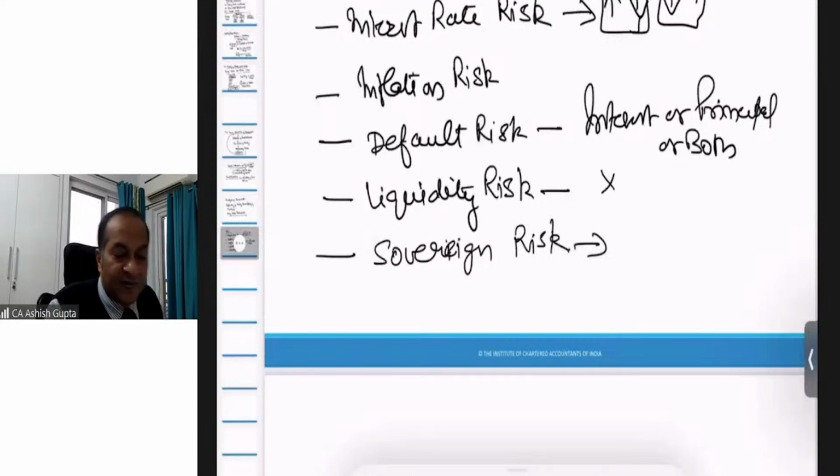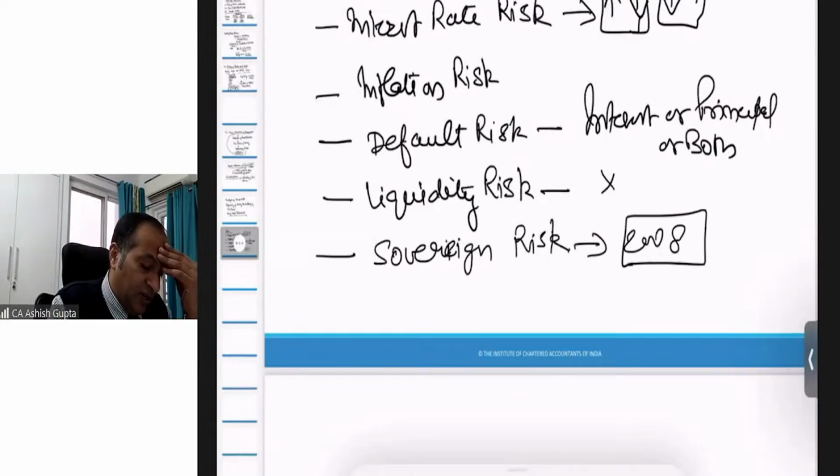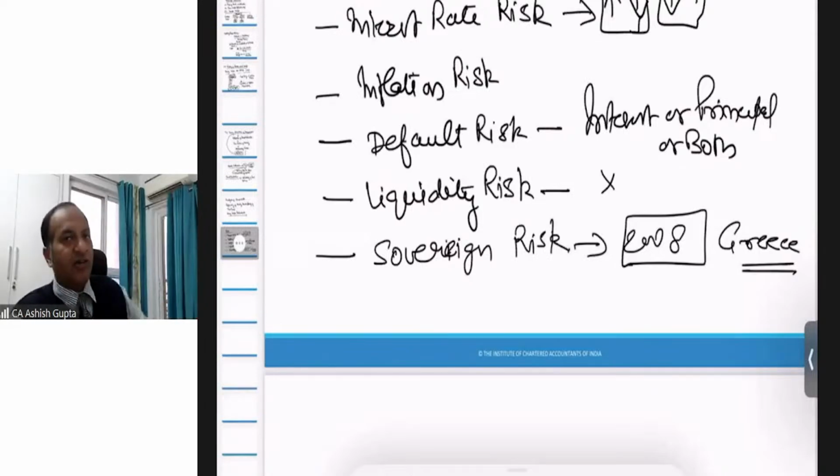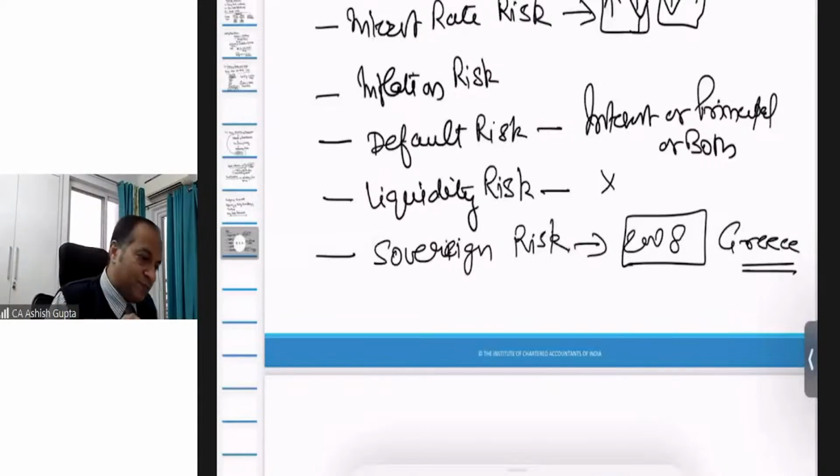Here, sovereign risk means the government defaults on the payment of bonds. It happened somewhere around 2008, when the Greece government defaulted on its payment of the bonds that had been issued by them. So this was called the sovereign default. It was called the sovereign debt crisis.